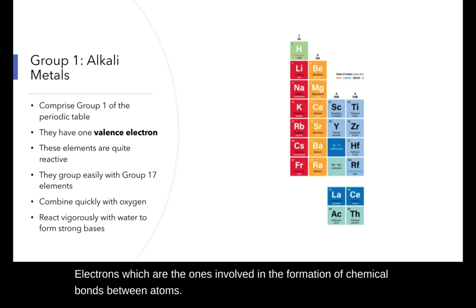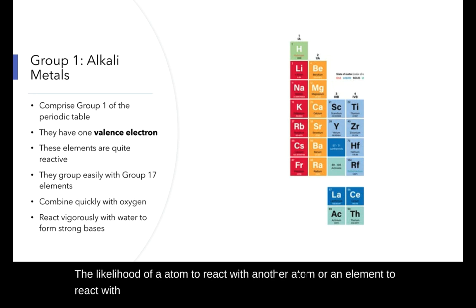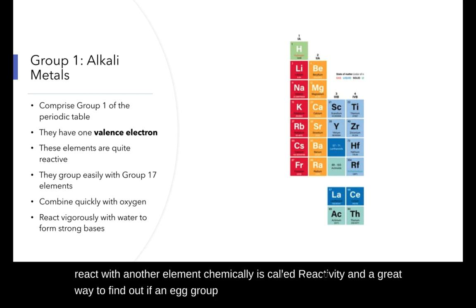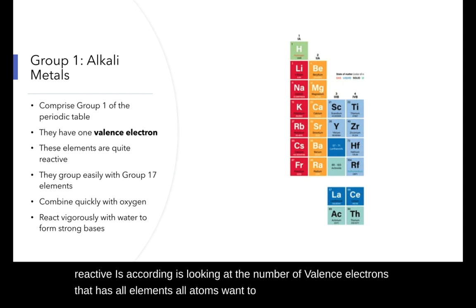So, the likelihood of an atom to react with another atom, or an element to react with another element chemically, is called reactivity. And a great way to find out if a group or an element is going to be pretty reactive is looking at the number of valence electrons it has. All atoms want to be royalty. What do I mean by that?